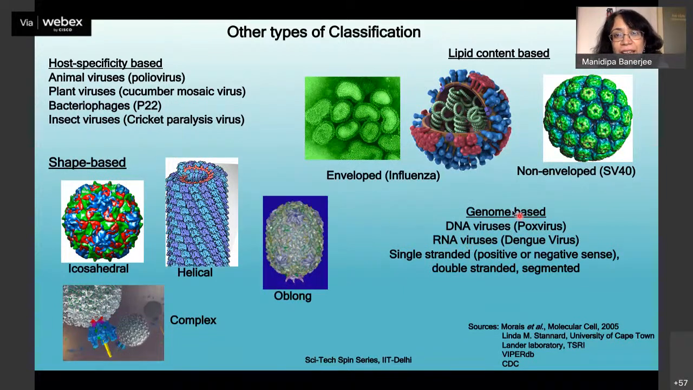Okay. And then another classification can be genome-based classification. What kind of genetic material? How do viruses pass on the information? Different viruses do it in different ways. They are carrying either DNA or RNA that is containing their genetic code. So there are viruses that contain DNA like pox virus.